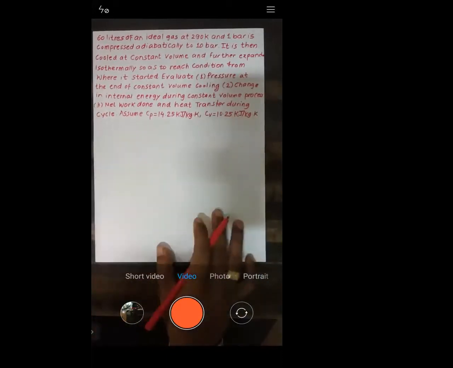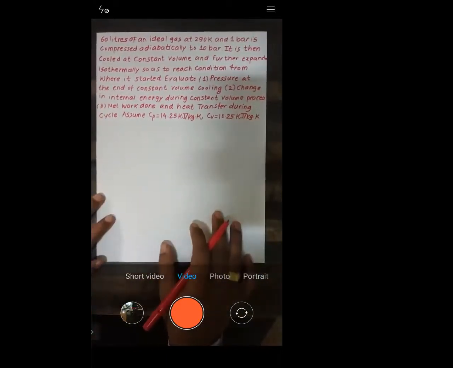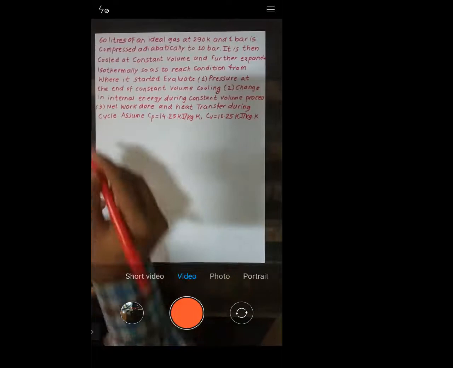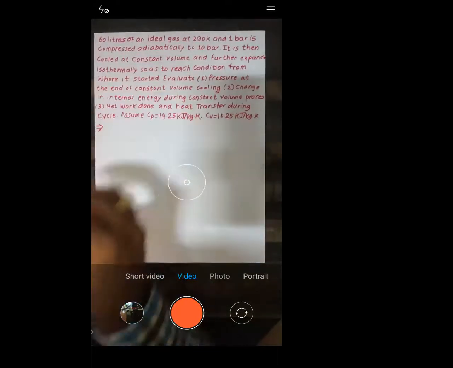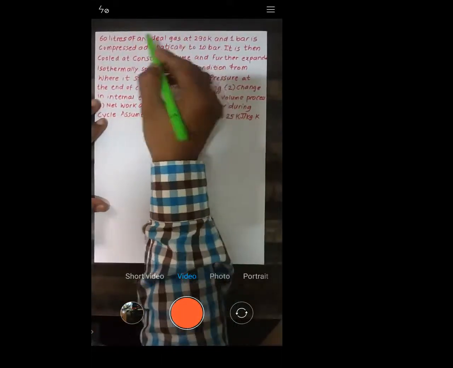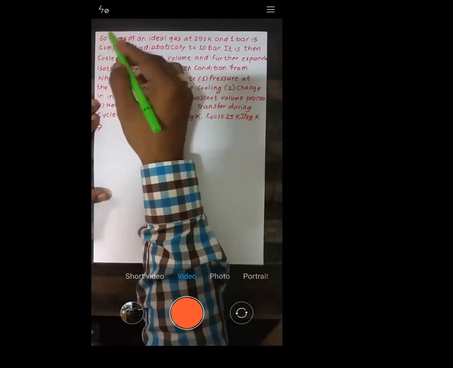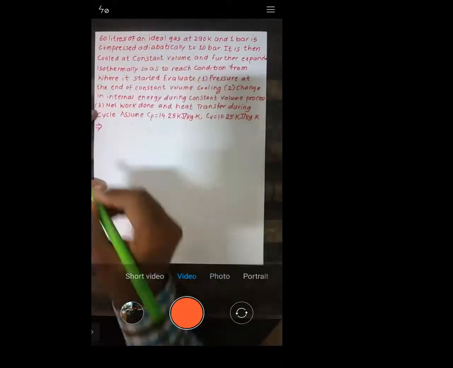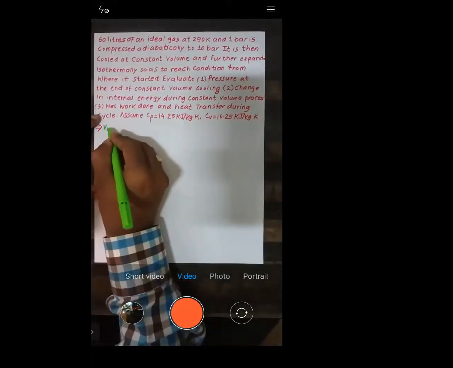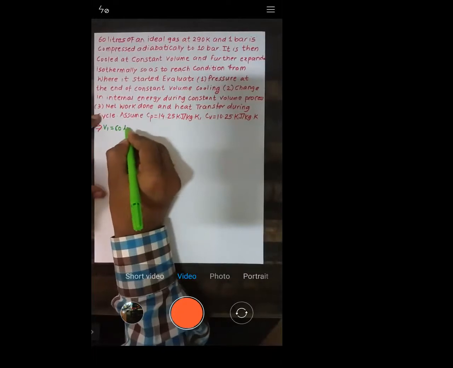Okay, so this is the problem. You may find the problem very lengthy, but I will tell you the solution is very simple. Let's go through each and every sentence. 60 liters of an ideal gas. Liter is nothing but a volume, so this is the initial volume. So V1 is 60 liters.